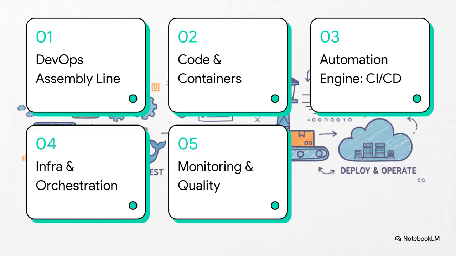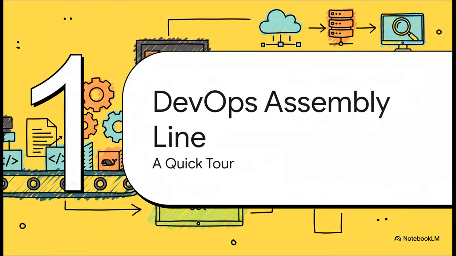Okay, so here's our game plan. First, we're going to start with a big picture metaphor, the assembly line, to frame everything. Then we'll dig into the real foundation, code and containers. After that, we'll look at the automation engine that makes it all go, then the factory where it all runs, and finally, the watchtower that keeps an eye on everything. Let's do it.